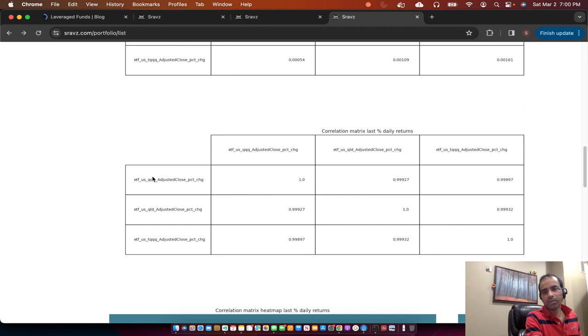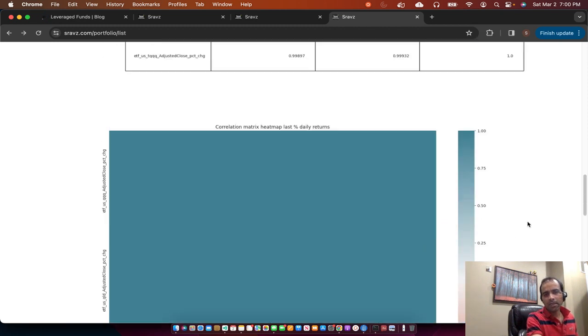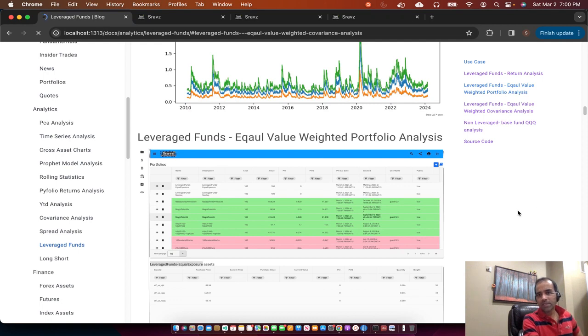So QLD and QQQ have a high correlation. If QQQ goes down, QLD and TQQQ will also go down. And if QQQ goes up, the other ones also will go up. But we have to multiply the magnitude by the leverage times. That's the correlation metrics.